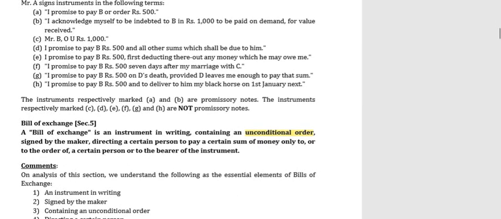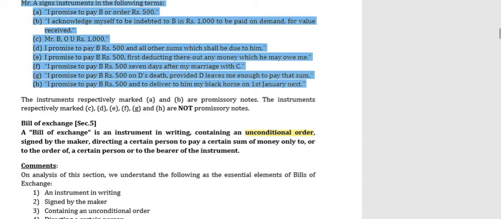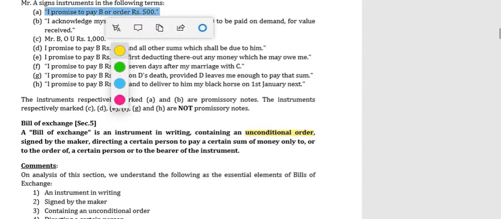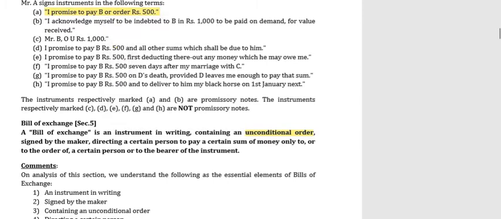Sir, this is one of the beautiful illustrations when you take up the term promissory note. Mr. A signs an instrument in the following terms. I promise to pay B or order rupees 500, right? I acknowledge myself to be indebted to B rupees 1000 to be paid on demand for the value received. Mr. B owes you rupees 1000. I promise to pay B rupees 500 and all other sums which shall be due to him. Sir, all these things are not a valid promissory note.